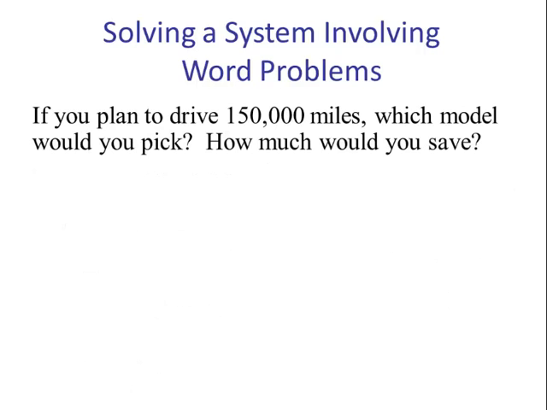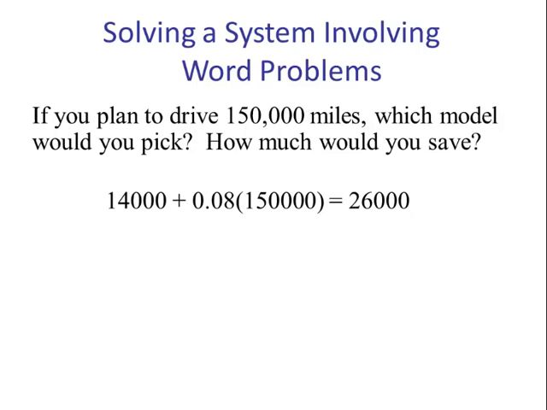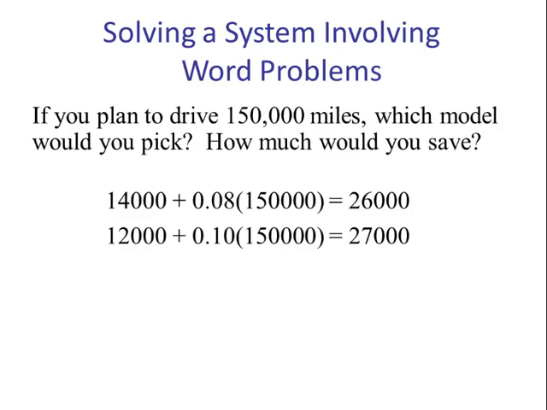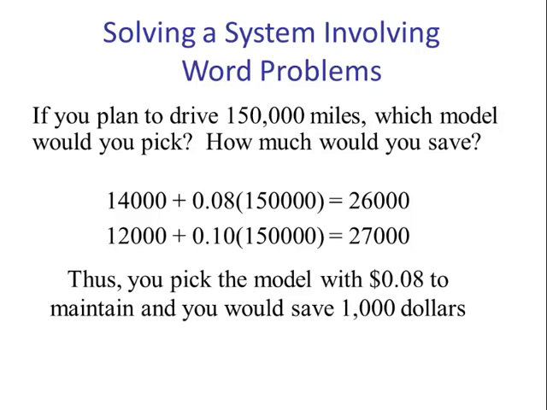If you plan to drive 150,000 miles, which model would you pick? How much would you save? So in this case, we are given N and we want to compute C. So for the second model, we have 14,000 plus 0.08 times 150,000, which is 26,000. And for the first model, we have 12,000 plus 0.10 times 150,000, and we end up with 27,000. So the model with the 8 cents per mile to maintain would save you $1,000.